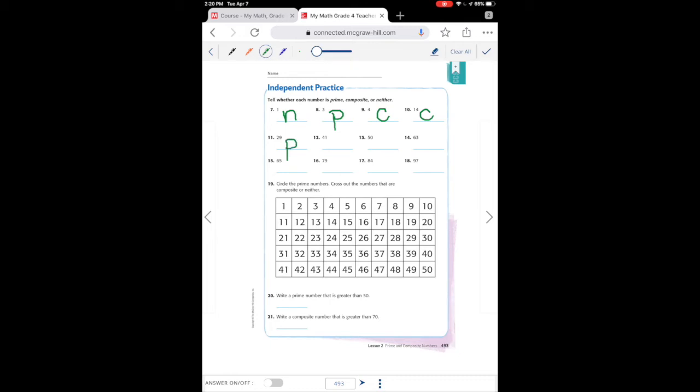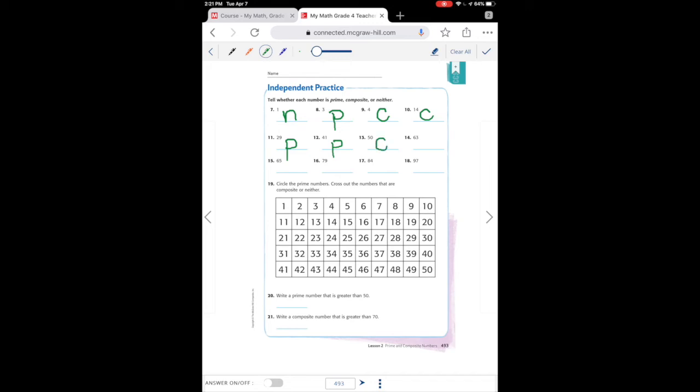Same thing for 41. There's no number that I can multiply with another number and evenly get 41. Or if I skip count by any number, I'm never going to get 41. The only factors of 41 are 1 and 41. So it is prime. For number 13, our number is 50. If I list out all the factors of 50, I would get 1, 2, 5, 10, 25, and 50. So that is way more than just 2 factors, which means it's composite.